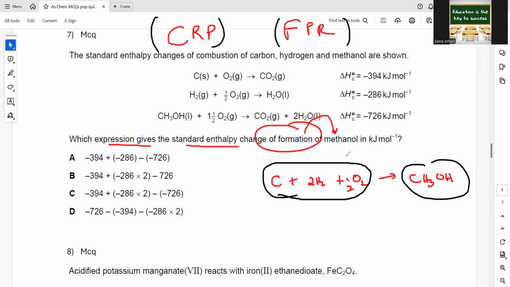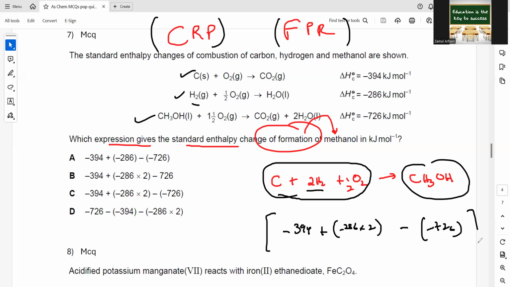So we write an equation for formation, and because this is a reactant, we use the combustion of carbon. The first equation is the combustion of carbon, minus 394, and the hydrogen is also there. 1 mole is minus 286, but 2 moles are burned, so it will be minus 286 times 2. Minus CH3OH, that is the combustion of methanol, which is minus 726. So this is the equation which is formed. Which one does it match with? It matches with option C.